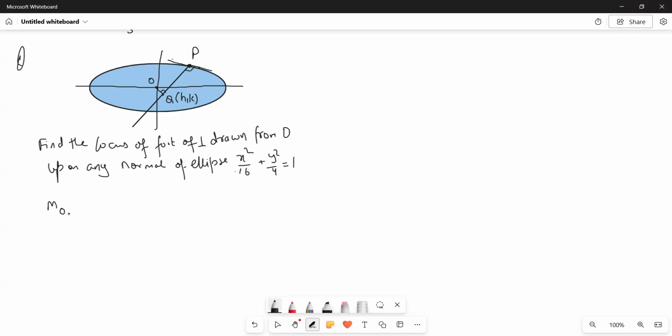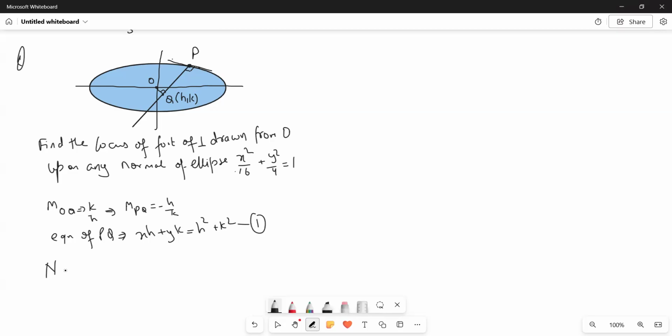Again, we'll start in the same way. Slope of OQ would be k by h. That will imply slope of PQ is minus h by k. So equation of PQ फिर से क्या आ जाएगा? xh plus yk is equal to h square plus k square. Same. ये equation 1 हो जाएगा. This part will remain the same.